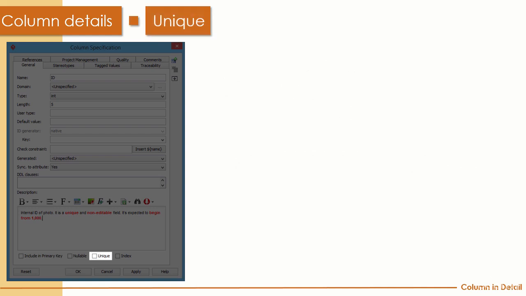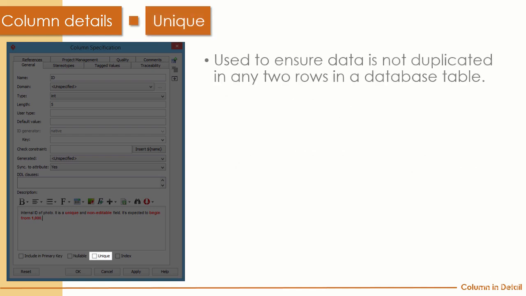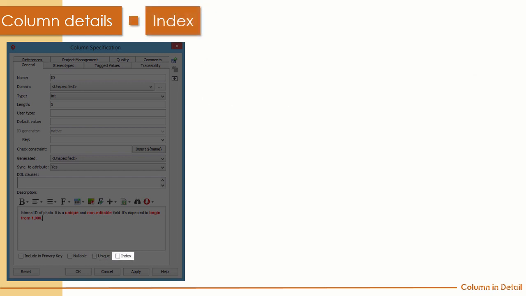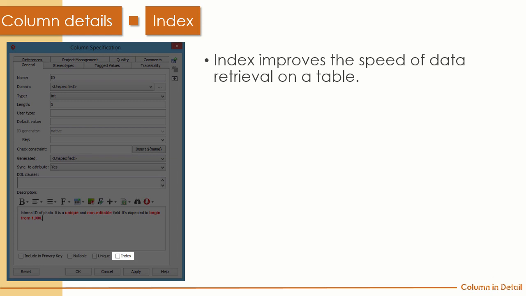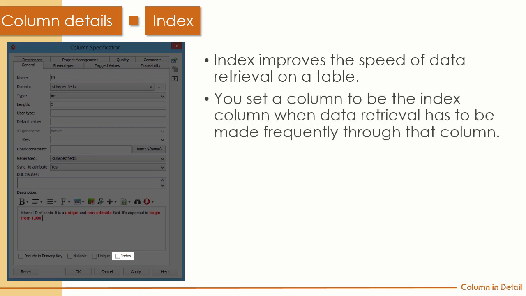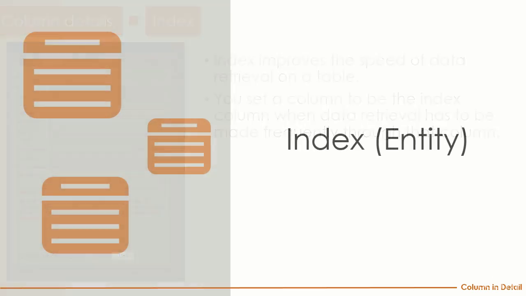Next to nullable is unique. It is used to ensure the data in this column is not duplicated across the whole table, and it can be null. And the index is used to improve the speed of data retrieval. You can set the column to be indexed, then all the data in this column will be indexed by the database engine. We will look at the index in more detail.